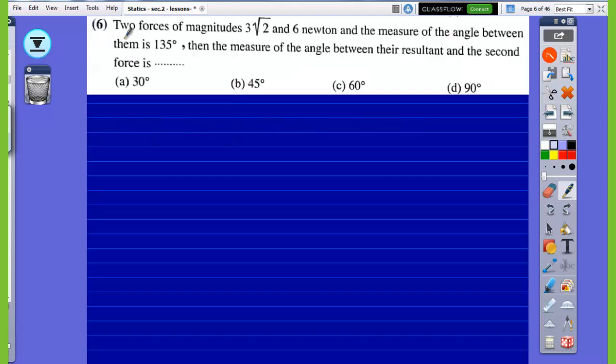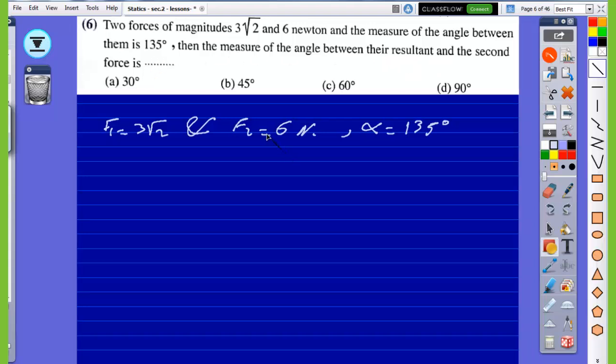Question 6, two forces of magnitudes 3 root 2 and 6 Newton. So we have F1 equals 3 root 2, and F2 equals 6 Newton, and the measure of the angle between them is 135. Alpha equals 135 degrees. Then the measure of the angle between their resultant and the second force.